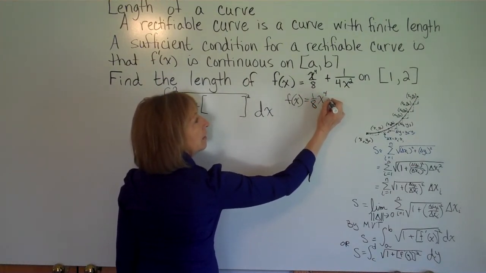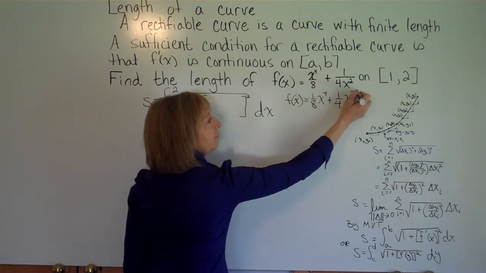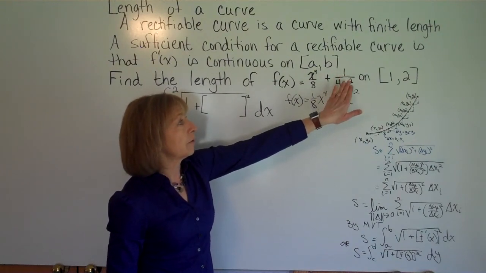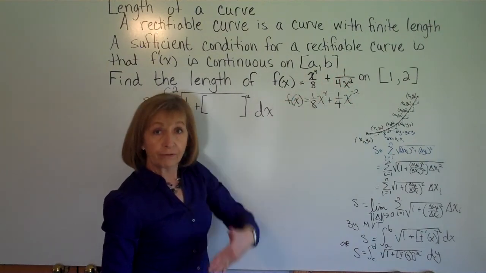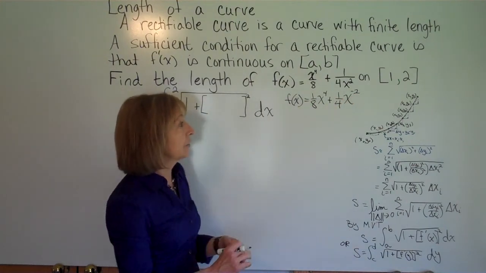Now our function is better suited to take the derivative if I rewrite it as 1/8 x to the 4th plus 1/4 x to the negative 2. Remember that exponent is just on the x, so when I write 1 over 4x squared as a coefficient times a variable to a power, it's 1/4 x to the negative 2.